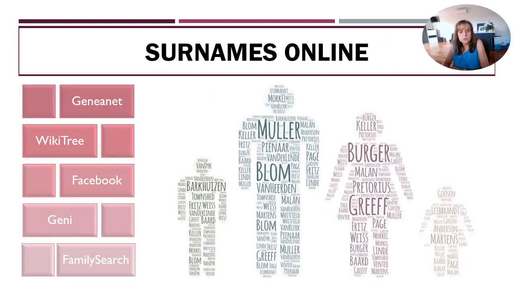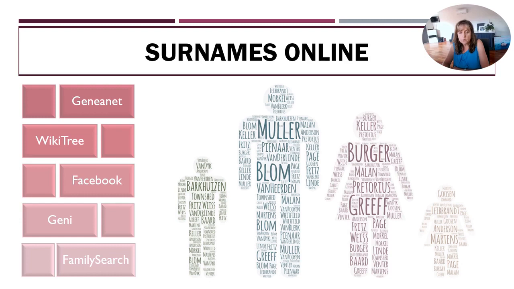Now, most people will know that you can find on GeneNet, WikiTree, Geni, and FamilySearch some collaborative trees or published trees. But it's also important to note that there are many surname groups on Facebook. So by doing a simple Facebook search for a surname, you might be able to find a group who focuses on that specific surname.